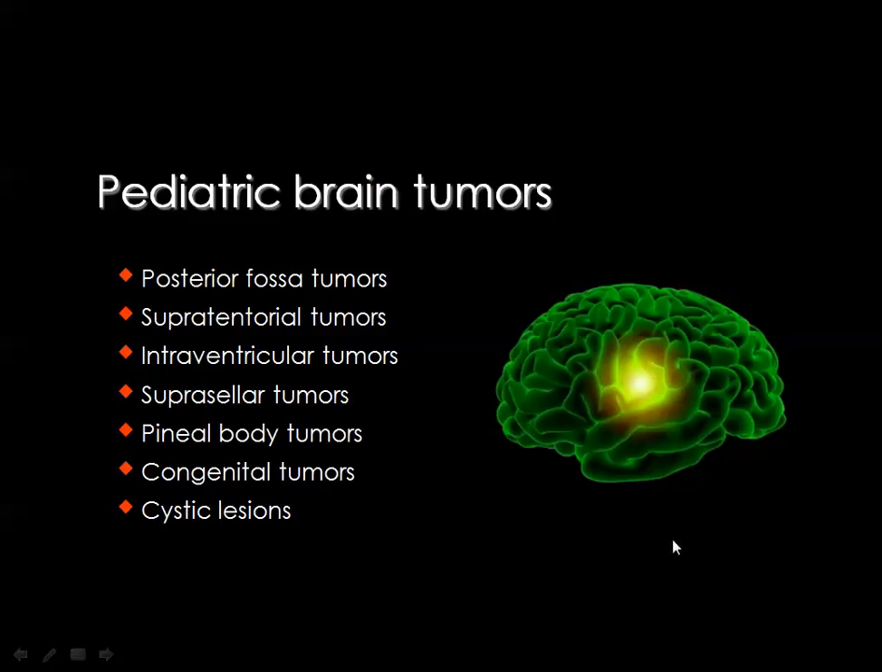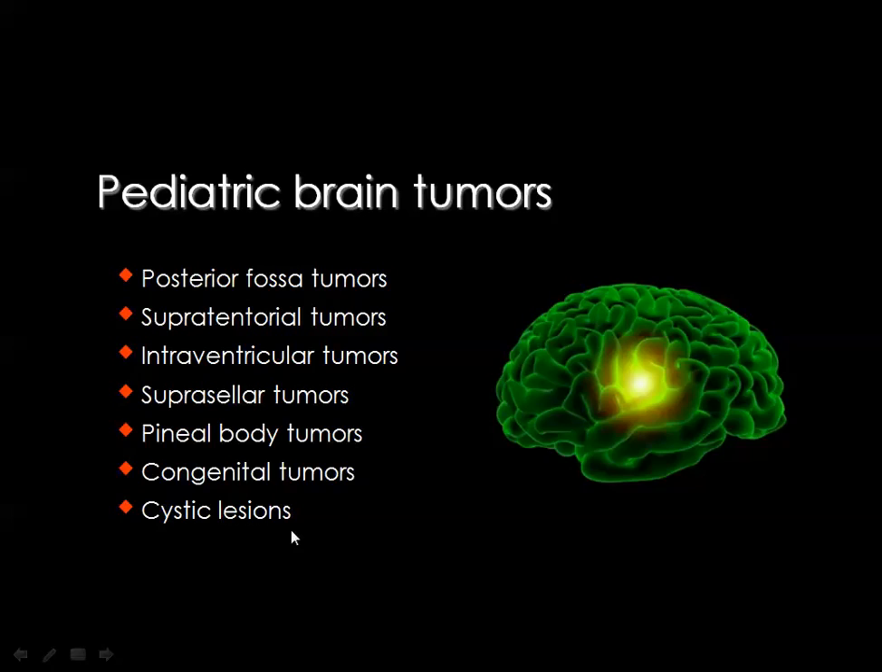The first one is the posterior fossa tumors, then the supratentorial tumors, then intraventricular tumors, then the suprasellar lesions, and pineal body tumors, congenital tumors, and finally we have the cystic lesions, which are considered tumor-like lesions.